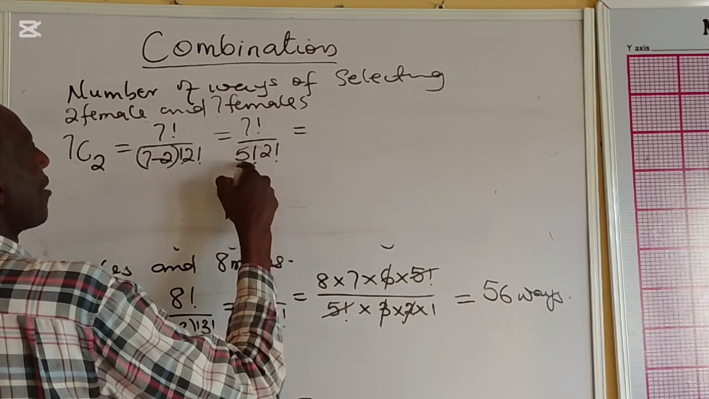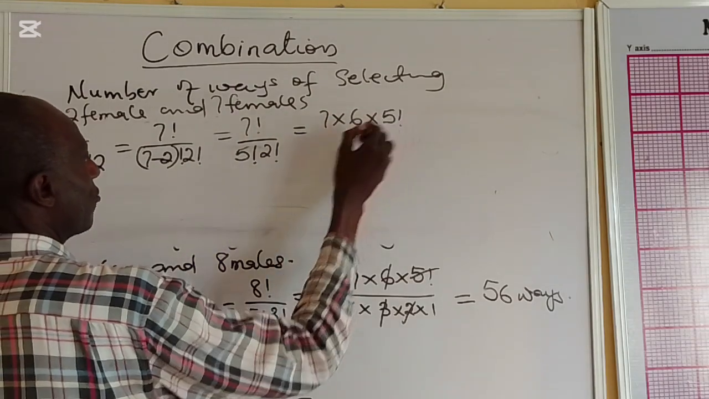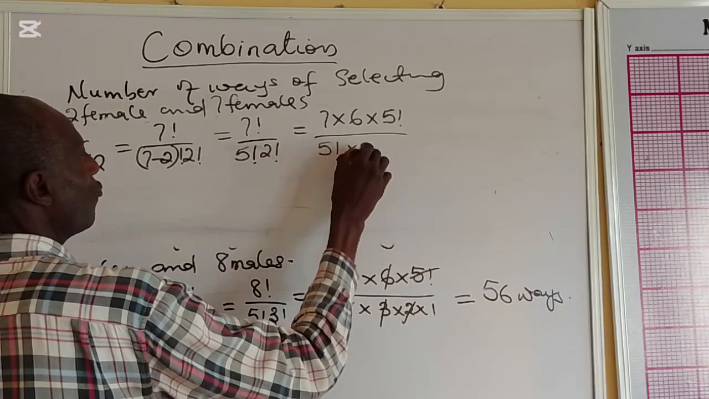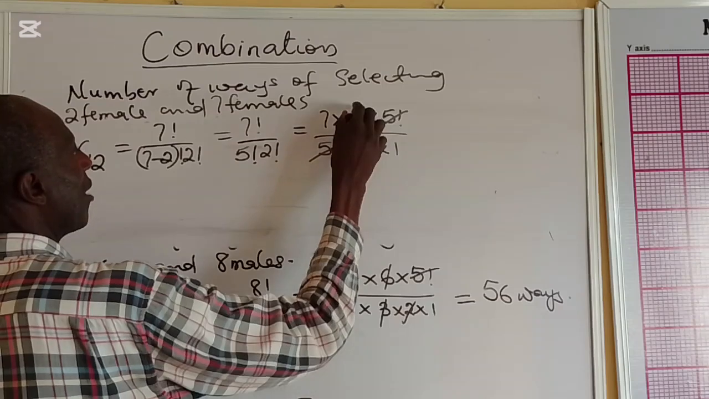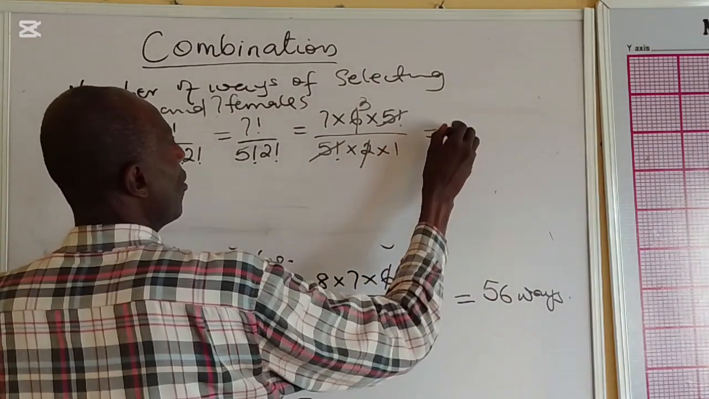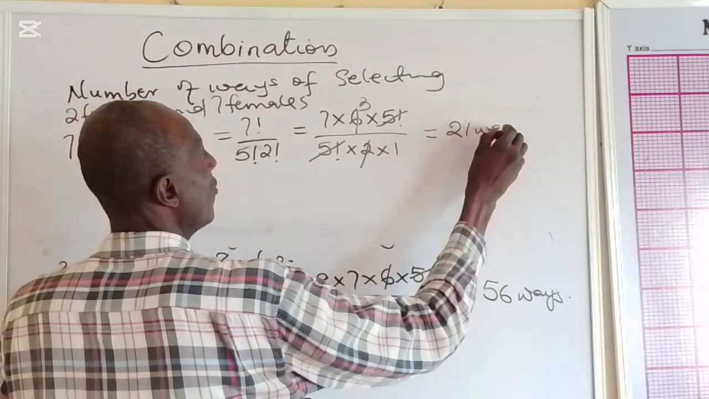So here I will stop at 5 factorial. 7 times 6 times 5 factorial. Here is 5 factorial times 2 times 1. So this will cancel this. This will cancel this, give us 3. So it will give us 3 times 7, which is 21 ways.